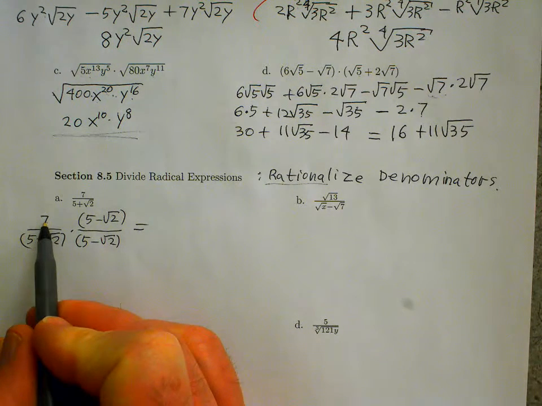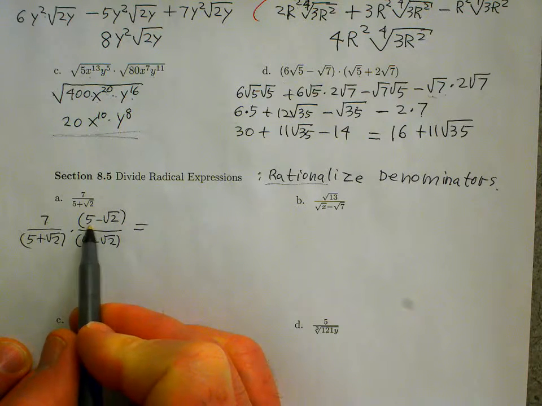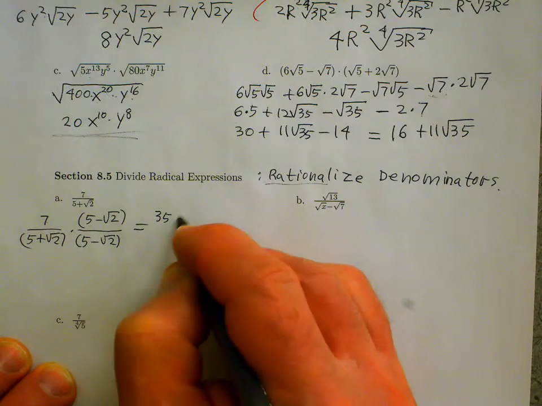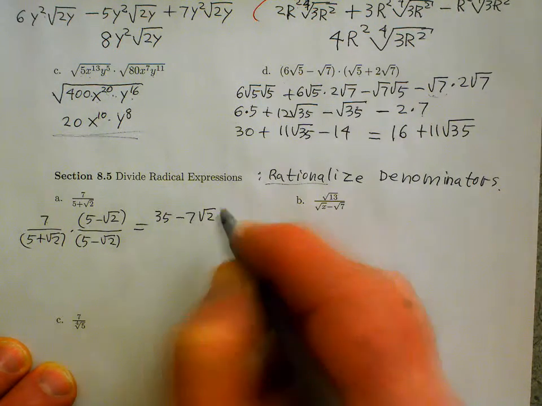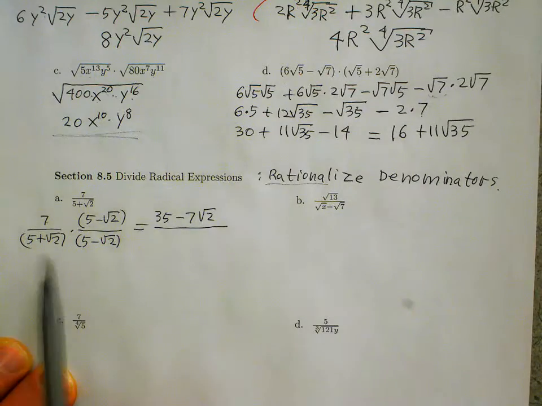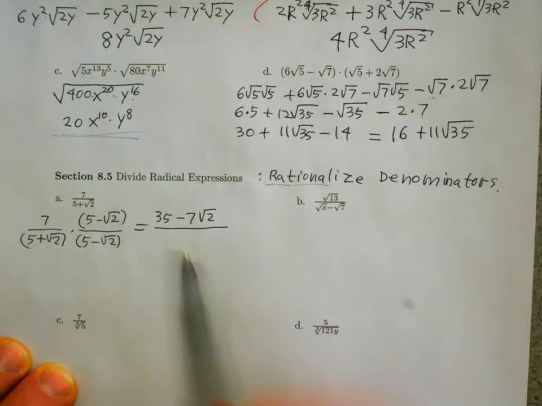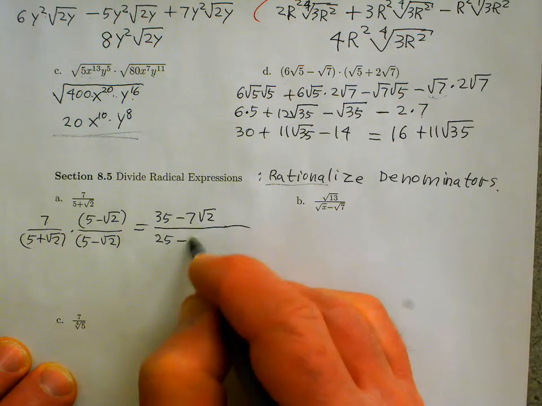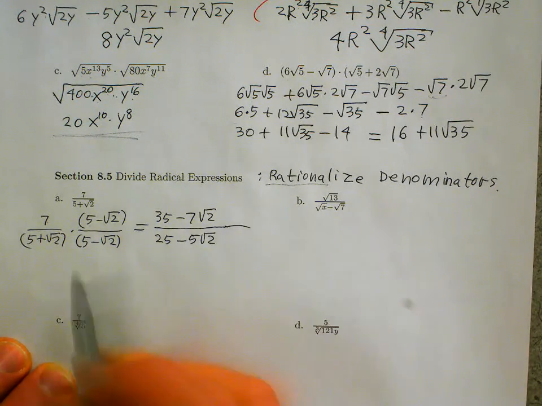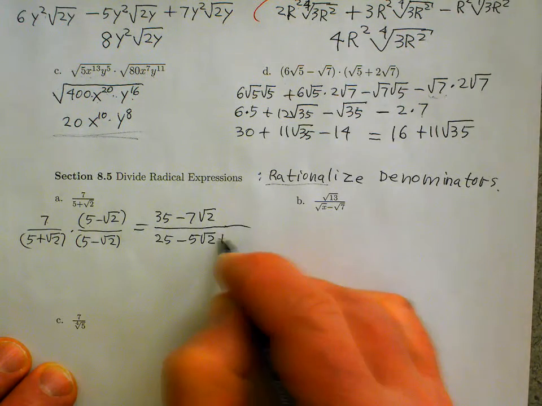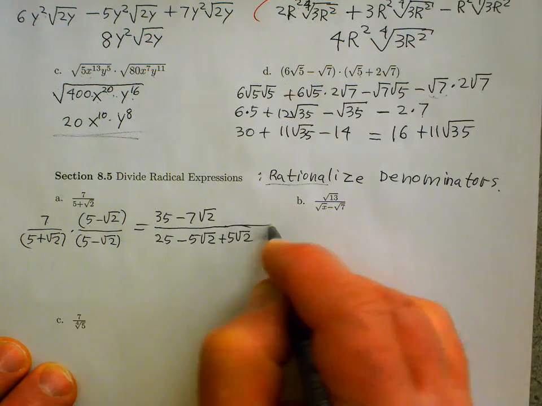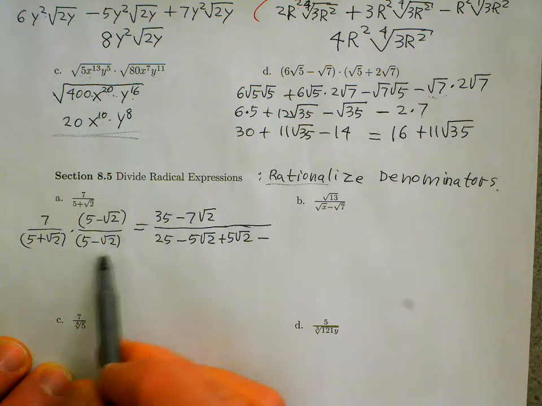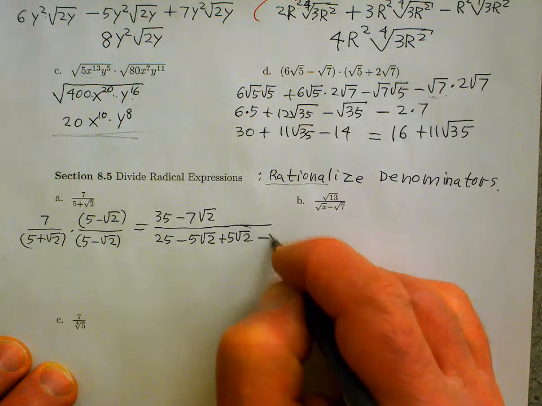So in the numerator, 7 times the quantity 5 minus the square root of 2. 7 times 5 is 35, and then minus 7 times the square root of 2. In the denominator, 5 times 5 is 25. And then minus 5 times the square root of 2, and then plus 5 times the square root of 2, and finally minus the square root of 2 times the square root of 2, which is the square root of 4.